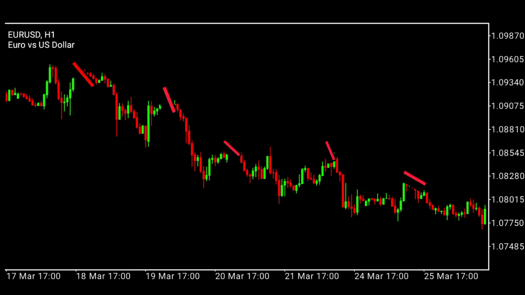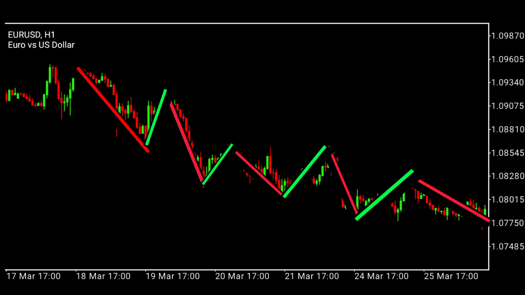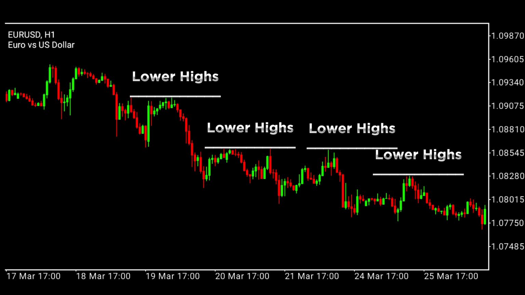So how do you identify a downtrend? You have your runs here and your pullbacks here, which means a downtrend makes lower highs and lower lows.